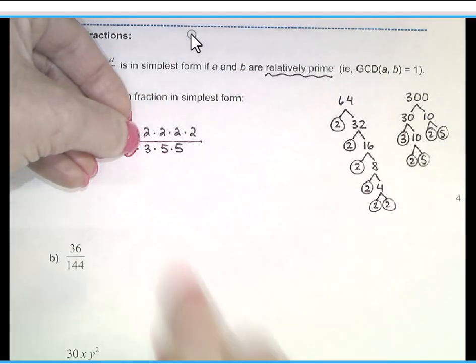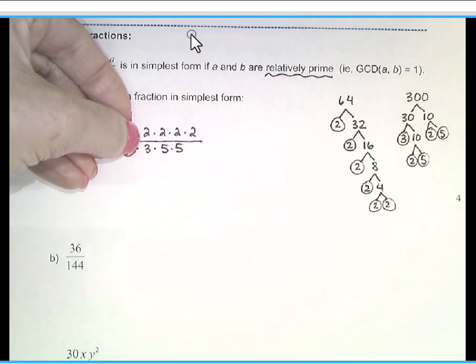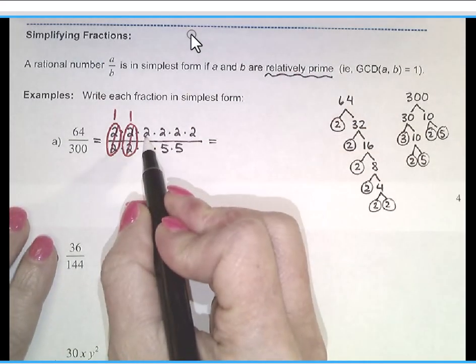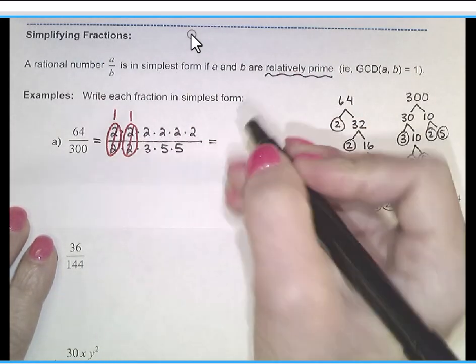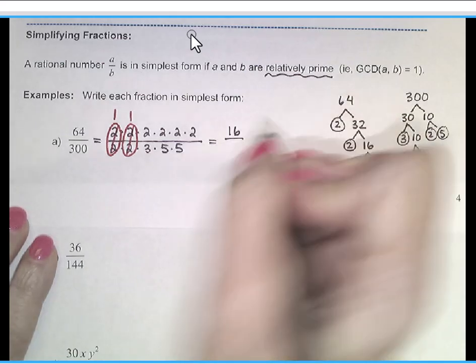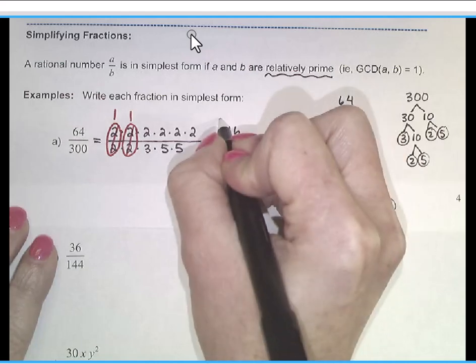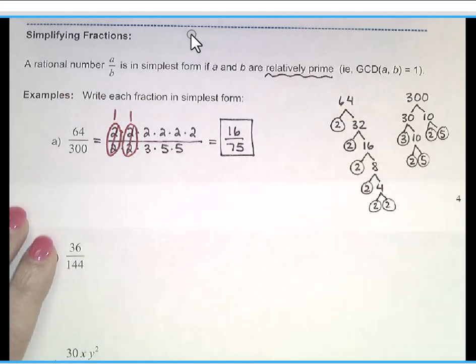And then what you're left with, you can see there are no common factors on the top and the bottom, so you're done and it's simplified. You just have to multiply it out and make it look nice. So 2 times 2 times 2 times 2 is 16, and 3 times 5 times 5 is 75. So 16 over 75 would be the simplified fraction. They don't have any factors in common.